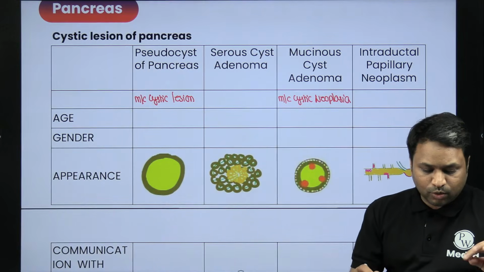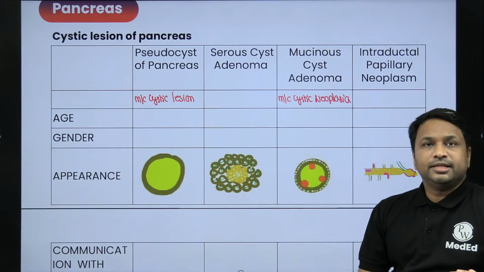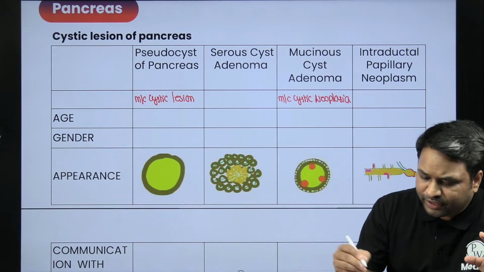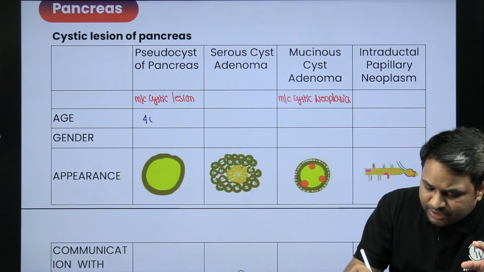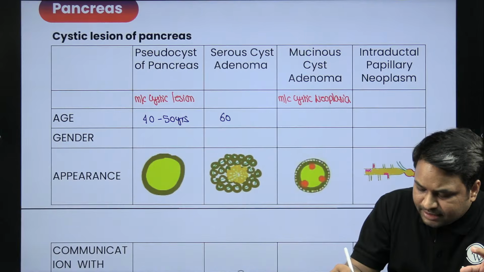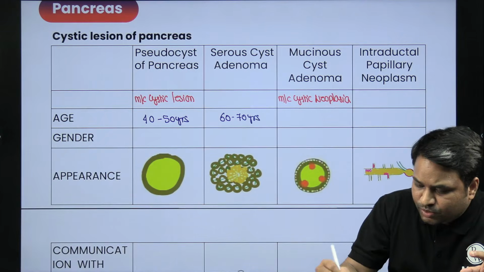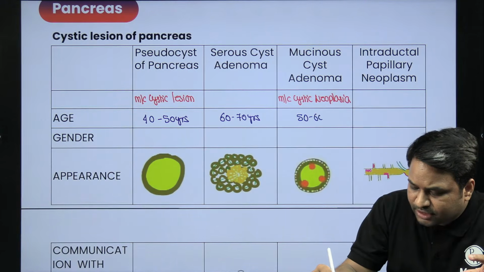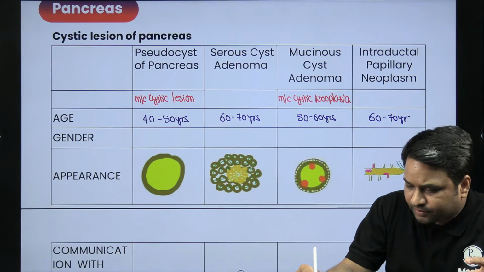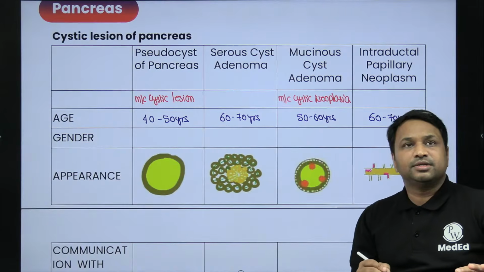Now, every single time you address the cystic lesion of the pancreas, all of them will present above the age of 50 years, except for pseudocyst, which is seen between 40 to 50 years. Serous cyst is 60 to 70 years. Mucinous is going to be 50 to 60 years. IPMN is between 60 to 70 years.